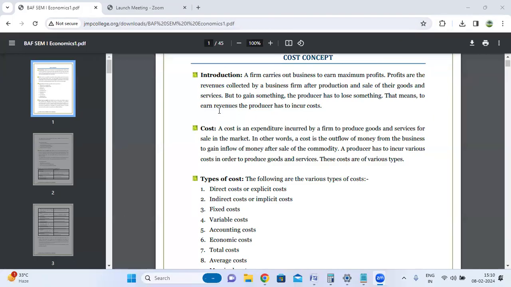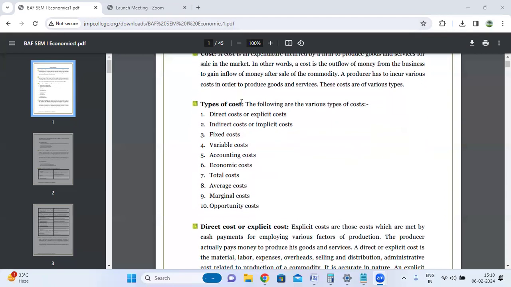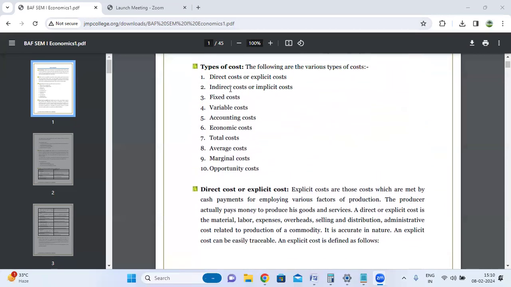Good morning, all. Today we are going to discuss the types of cost. The types of cost are listed below: direct cost or explicit cost, indirect cost or implicit cost, fixed cost, variable cost, accounting cost, economic cost, total cost, average cost, marginal cost, and opportunity cost. So these points are involved in the types of cost.